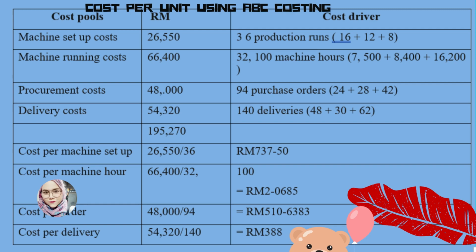So the cost driver, we got 94 purchase orders, which is 24 plus 28 plus 42. So the delivery cost, we got 54,320 ringgit. For cost driver, we get 140 deliveries, which is 48 plus 30 plus 62. So the overall are 195,270 ringgit.